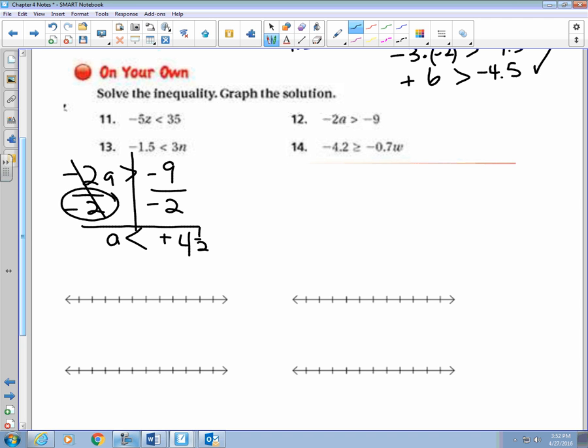Okay, if we go to graph that, I need a 0, and somewhere I need a 4 1/2. And a is less than 4 1/2, not equal to, so it's an open circle, and then arrow to the left, because less is to the left. All right, so you can go ahead and do 11, 13, and 14 on your own. Go ahead and pause the video. When you're finished with those, start the video back up and check your solutions.